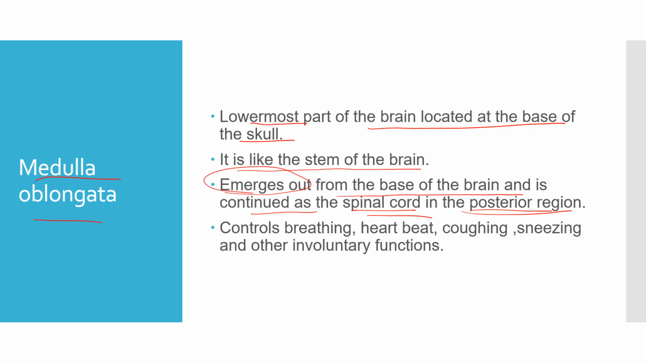What are the main functions of the medulla oblongata? It is controlling breathing, heartbeat, coughing, sneezing and other involuntary functions. So it is controlling your breathing, your heart rate, your coughing and sneezing. These are the main functions of the medulla oblongata. Now we will see the diagram of each and try to understand these organs.